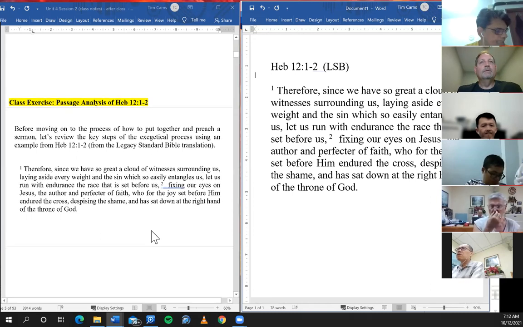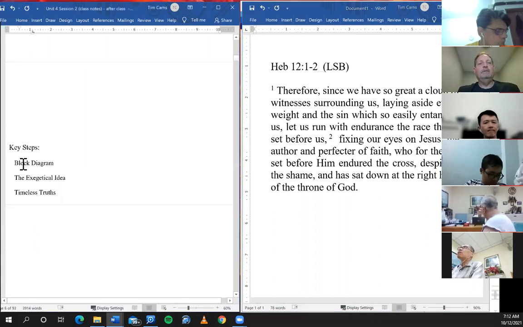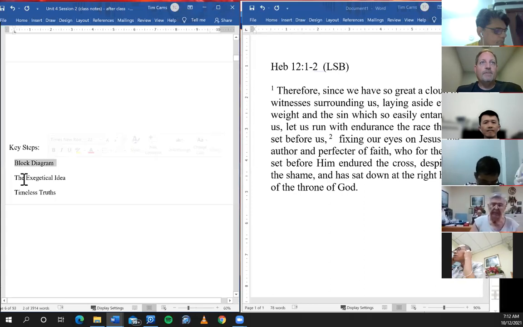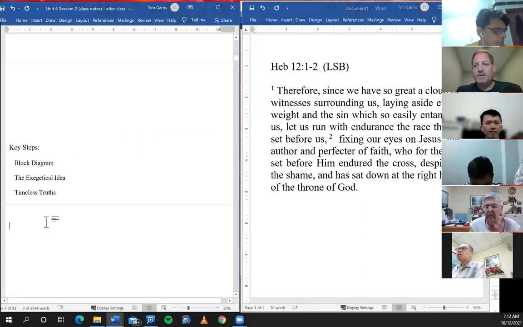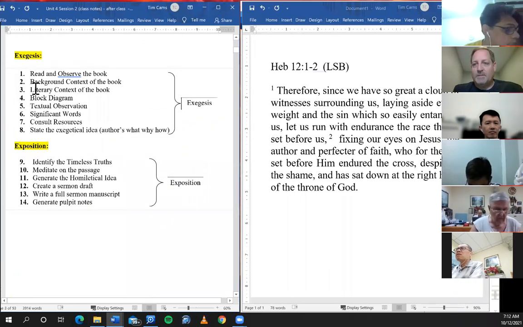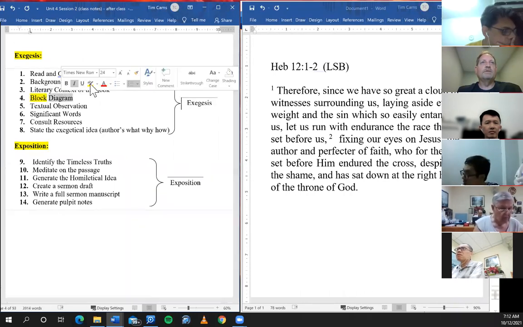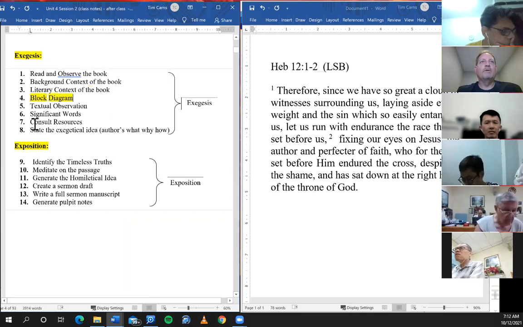Great, thank you. All right, so last week when we gathered, we focused on the block diagram. So today I would like to finish the block diagram, and then talk about the exegetical ideas from the passage, and then the timeless truths. Now, normally, when we study a passage, obviously there are many other steps in the process that we have talked about previously, but I wanted to really focus our attention on these three in particular for this exercise.